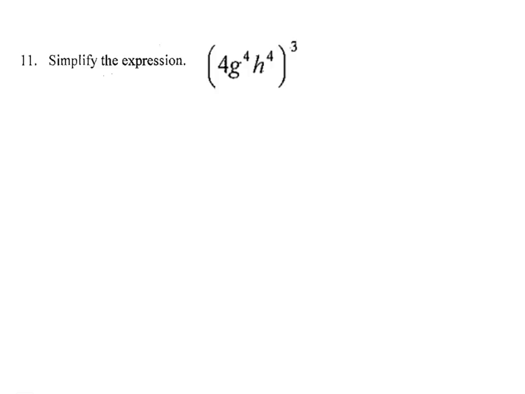Up on the screen here we have the expression 4g to the fourth, h to the fourth, to the third power, and we are asked to simplify that expression. So what we're going to do is use the power of powers property primarily here. We have 4 to the third power. We are going to do g to the fourth to the third power, and then we're going to do h to the fourth to the third power.